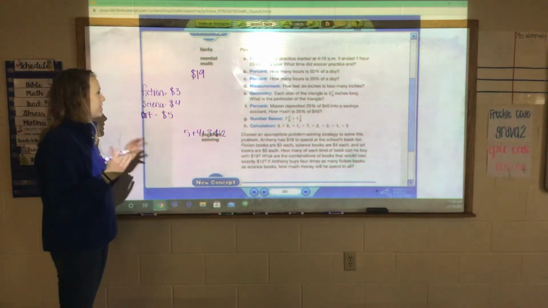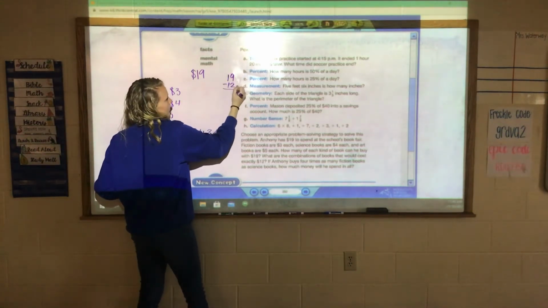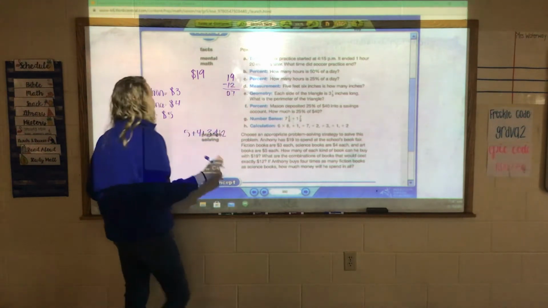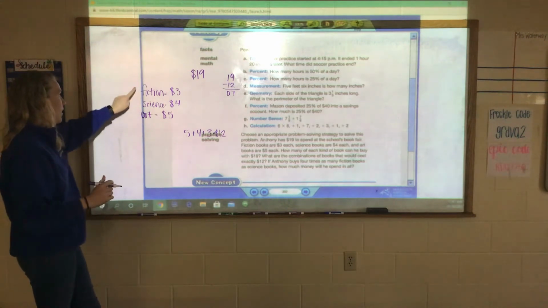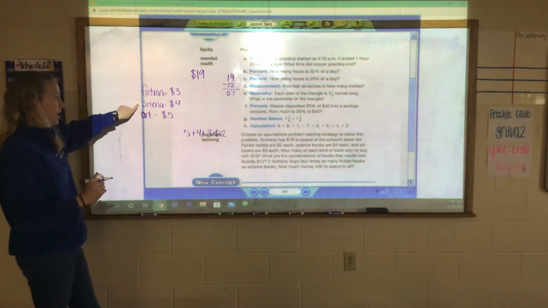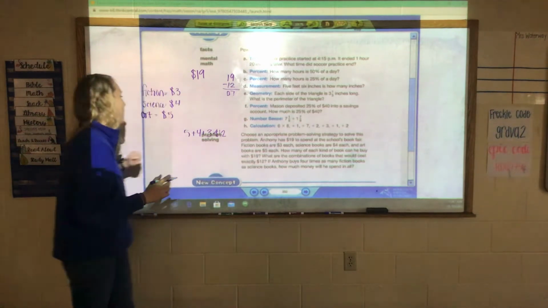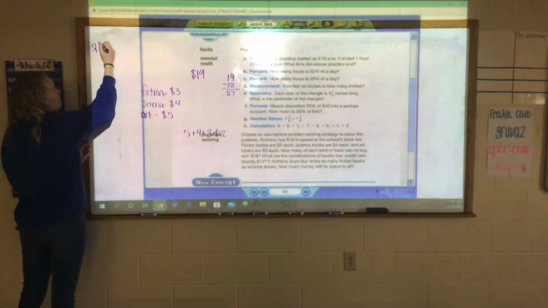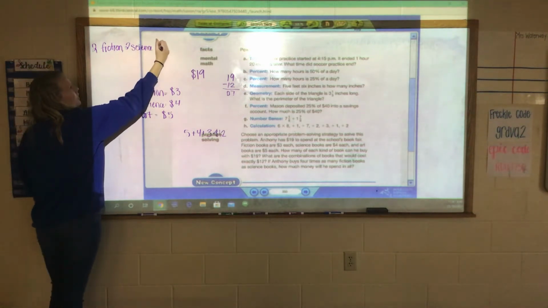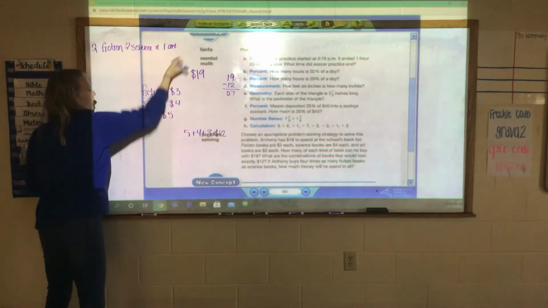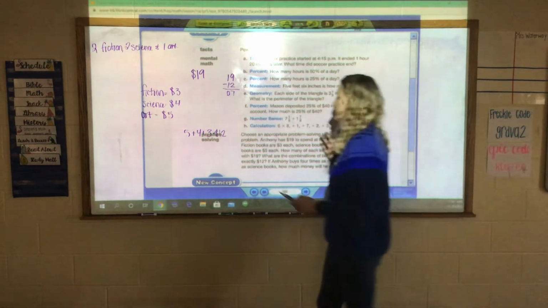Now, he needs to spend 19 minus 12, 7. He needs to spend $7 more. So in order to spend $7 more, he can buy 1 more fiction and 1 more science, right? Because 3 plus 4 is 7. So to answer the first part of the question, how many of each kind of book can he buy with $19? He can buy 2 fiction, 2 science, and 1 art.